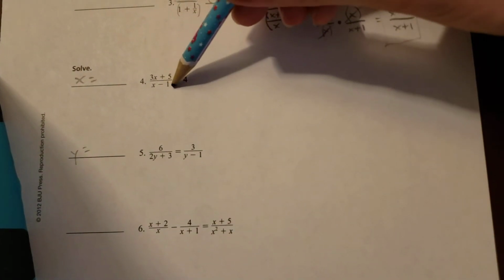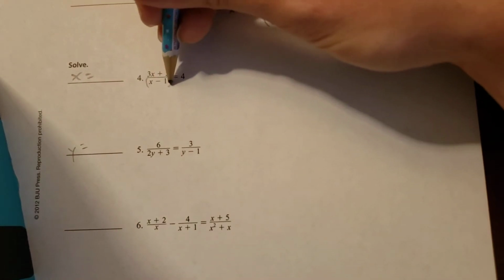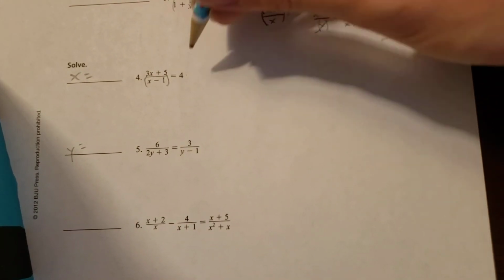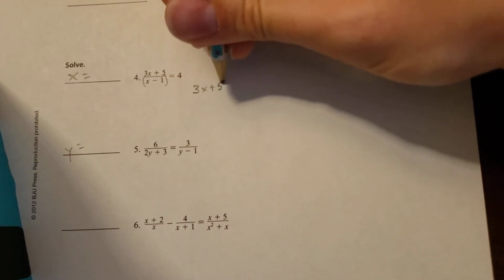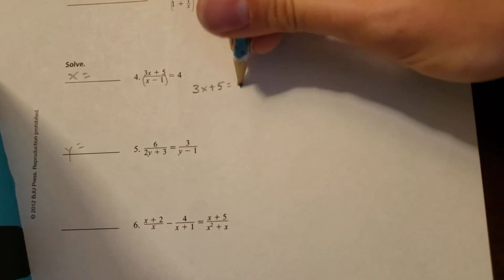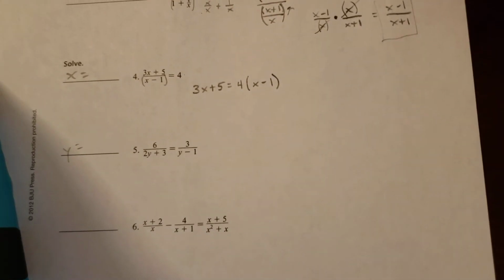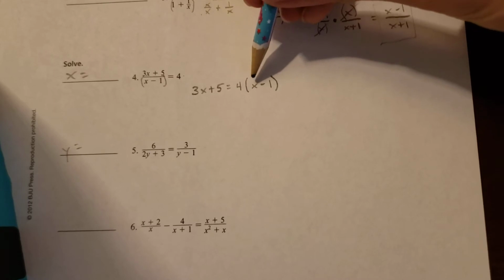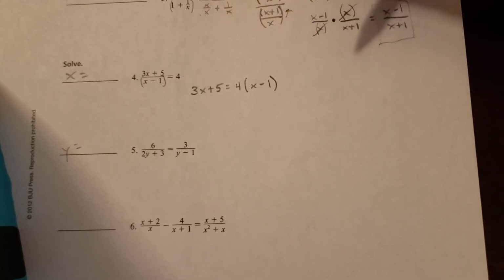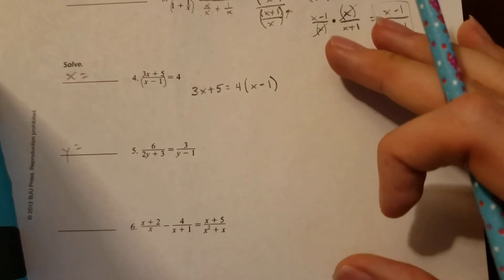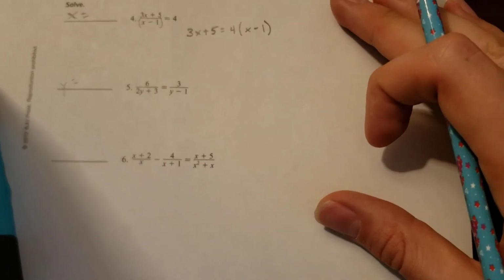So for this first one, I'm going to take this and multiply it over here. That's going to give me 3x plus 5 equals 4x minus 1. You guys are going to have to distribute that and solve for x. I think you guys got it. This following one.